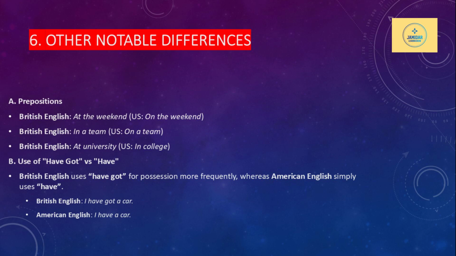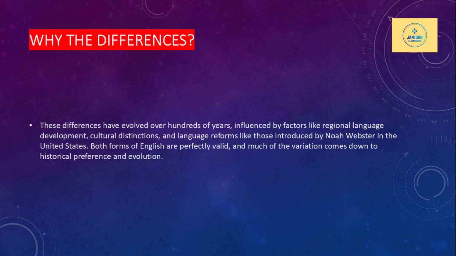Here are some common examples of words that differ between British and American English. For instance, biscuit, in British English is cookie, in American English, and lorry, in British English is truck, in American English. Pronunciation can vary significantly between British and American English, even for words that are spelled the same. For example, schedule, in British English is pronounced shed-yool, while in American English, it's sked-yool.